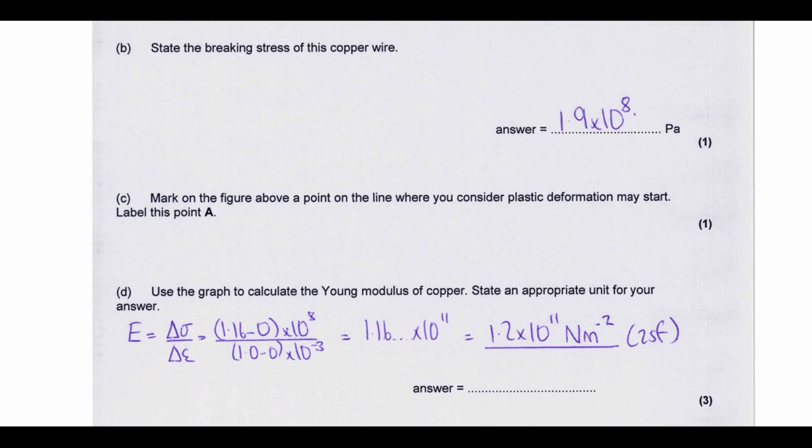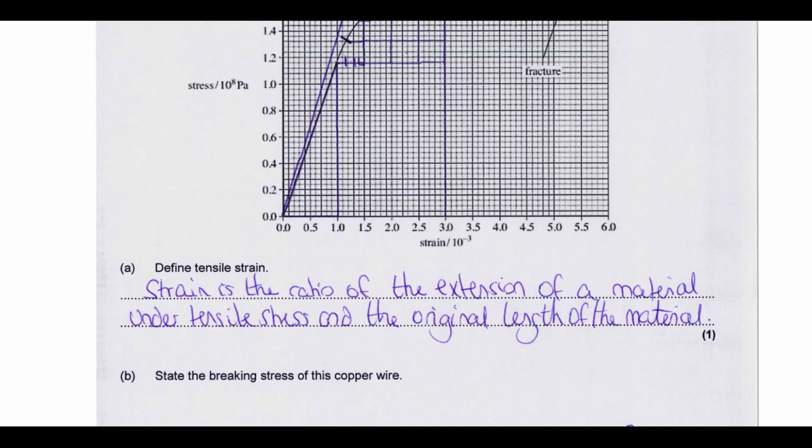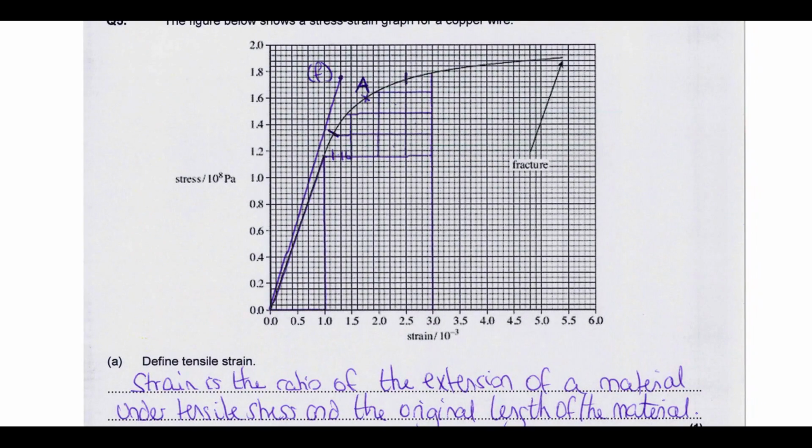Okay, and then mark a point on the line where you consider plastic deformation may have started. So you could have gone from anywhere where it became a non-directly proportional graph. So about, let's see, you could have gone from anywhere from here up until I think we allowed somewhere sort of up here. That would be where your plastic deformation starts. This is where you're getting a rapid change in gradient of your graph there.